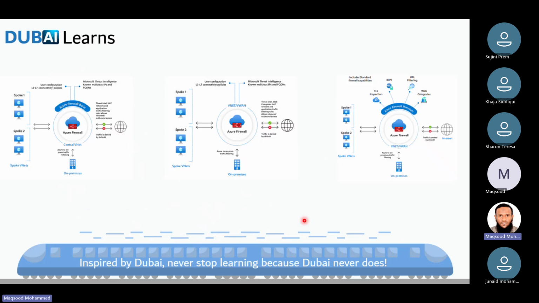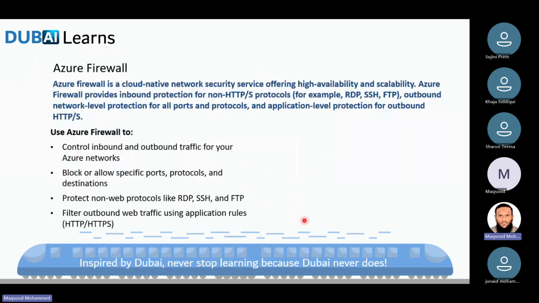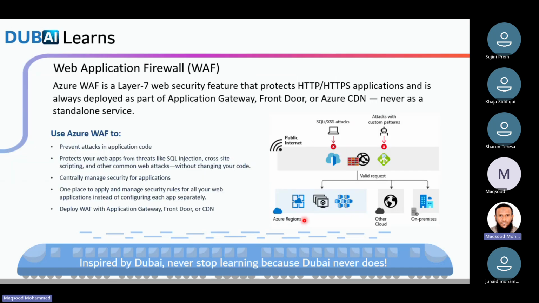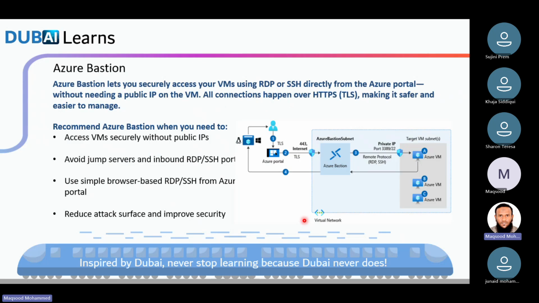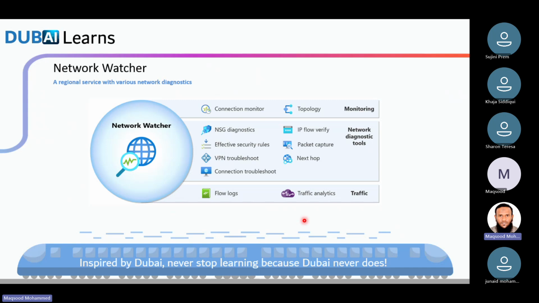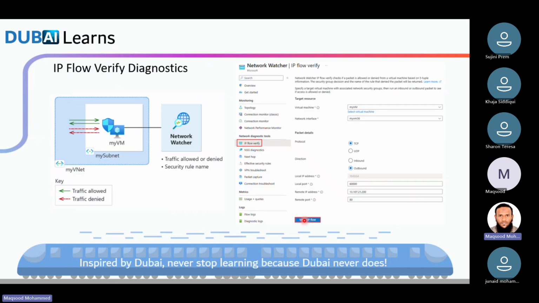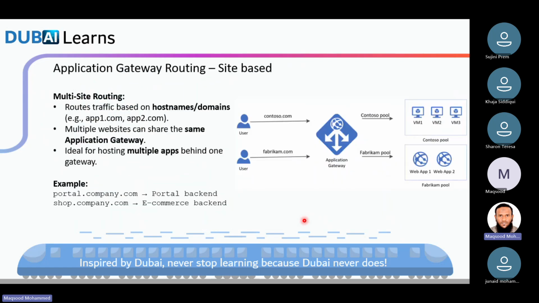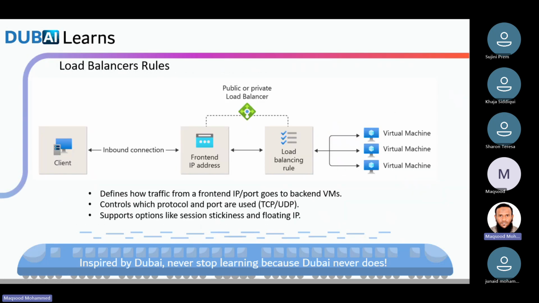Then CDN, Azure Firewalls. We'll just touch base on these different technologies because we can't go into detail on each of them. There's WAF, there's DDoS attack, Azure Bastion we have already seen. Just-in-time access, we'll see what it is. We'll see what Network Watcher is, IP flow verify, diagnostics. So we'll see all of this briefly because most of these topics are part of AZ-104, the Azure networking certification. So here we'll deal mainly with the load balancers in this discussion.